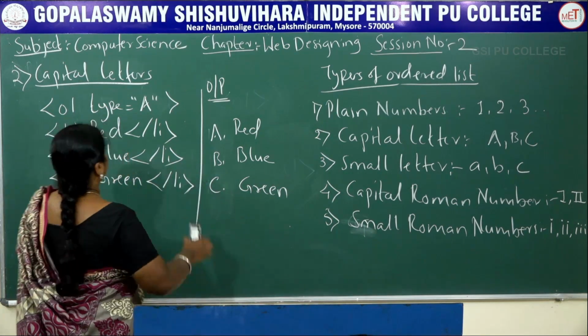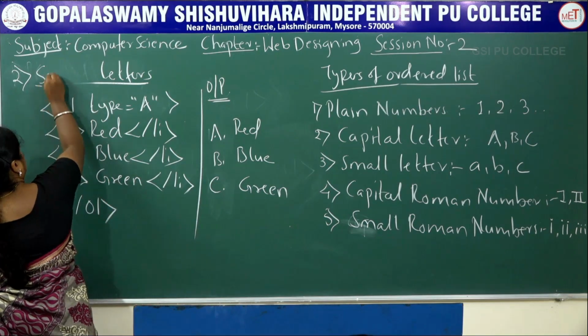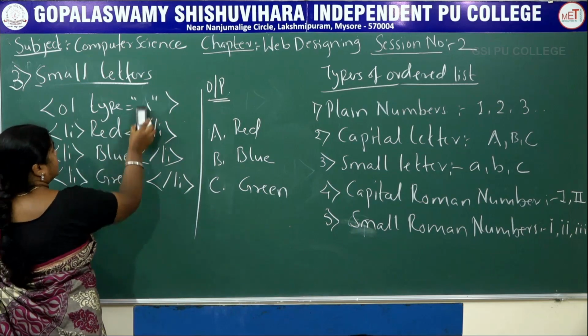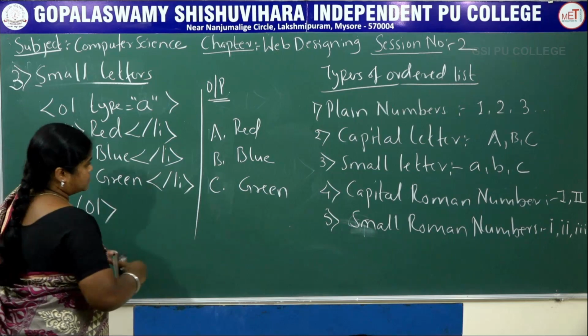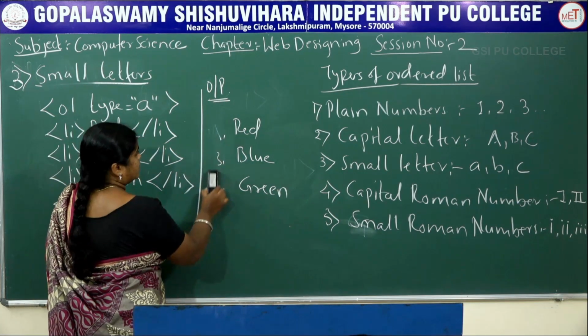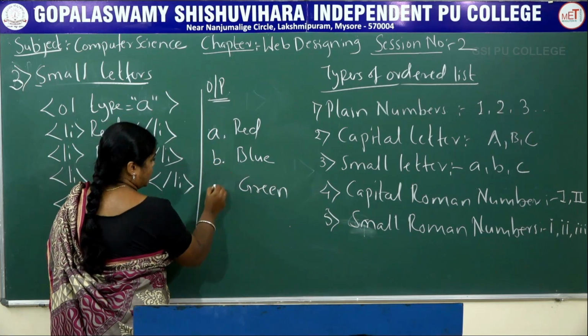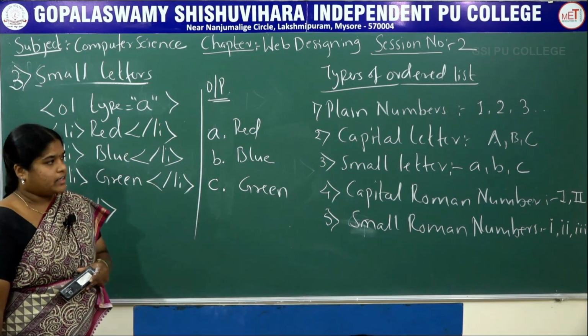Next is the small letters. For small letters, this will be the third type. Here what we have to change is type is equal to small a. Here in the output it will automatically get changed as a, small b and small c. So this is for small letters.